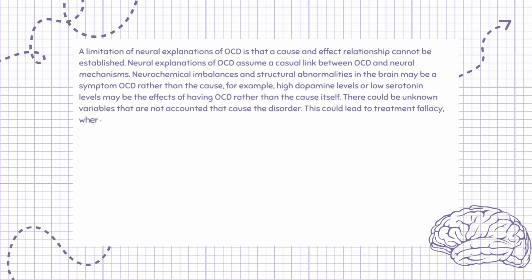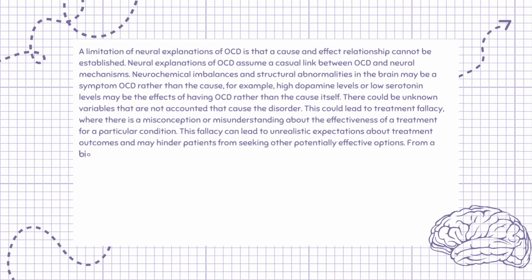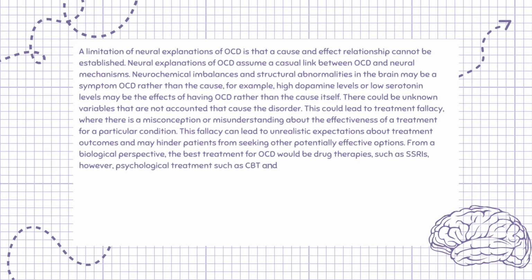This could lead to treatment fallacy, where there is a misconception or misunderstanding about the effectiveness of a treatment for a particular condition. This fallacy can lead to unrealistic expectations about treatment outcomes and may hinder patients from seeking other potentially effective options. From a biological perspective, the best treatment for OCD would be drug therapies, such as SSRIs. However, psychological treatment such as CBT and other talking therapies may be more beneficial for some individuals.